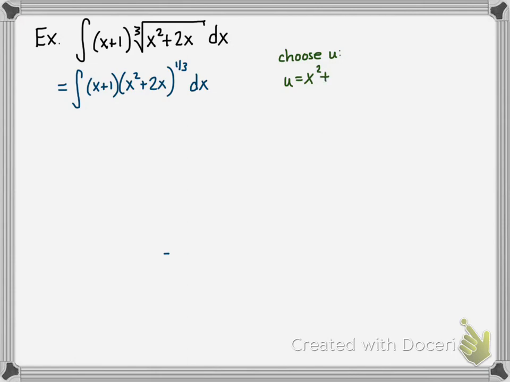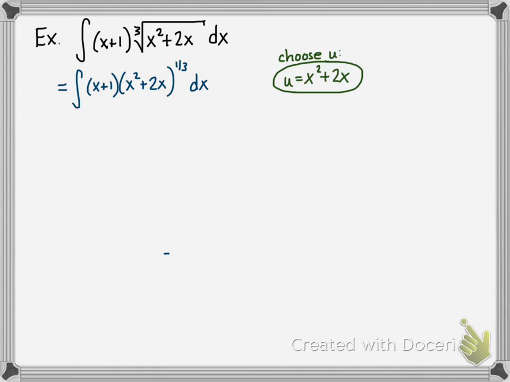And my choice for u, looking at everything that's going on here, I'm going to choose as my u x squared plus 2x. And that's a sensible choice because that is the function that's the inside function of the most complicated part of this integrand. Now I will say, if you choose something different, like let's say you chose x plus 1, and you tried to do this u substitution, what would happen is that you wouldn't be able to cancel all of your x's. So maybe you should try that and see what happens, but what you're going to find out is that you're not going to be able to cancel all of the x's in your integral.